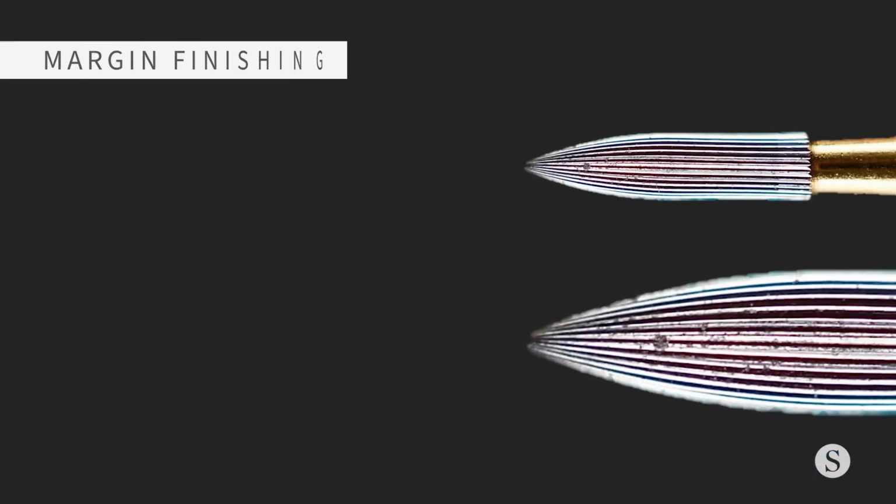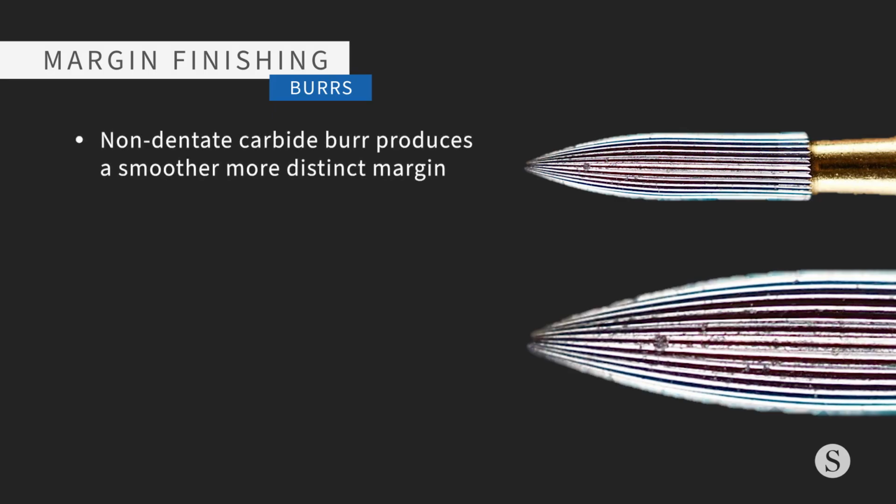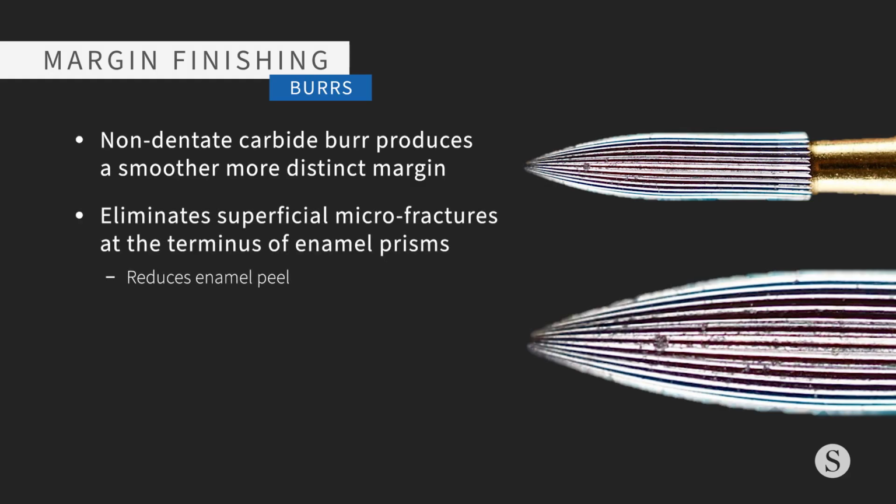In terms of burr selection for margin finishing, I tend to prefer to use a very fine carbide burr, the sort of burr you might use to finish composite resin. What they will do is to remove those chipped, fractured enamel prisms and give you a smooth margin, kind of like the margin you might give your lab for an inlay or onlay prep, and that is much less likely to give you a white line.